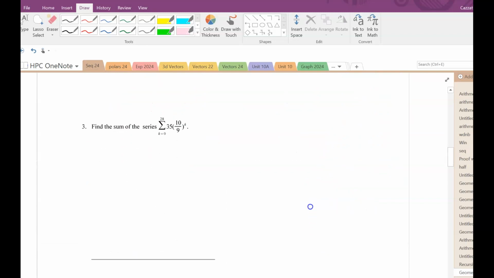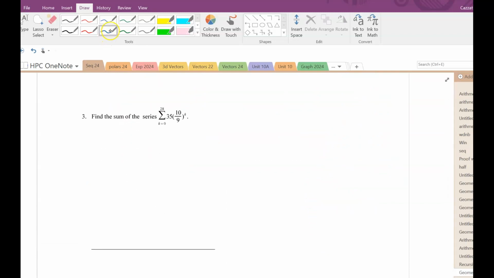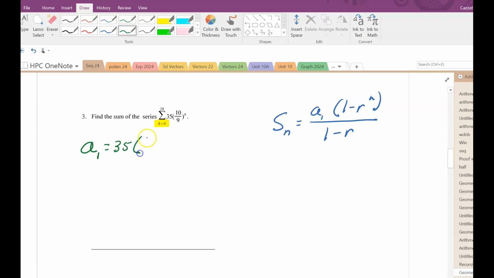And taking a look at the final question here, again I'm going to use the sum of the first n numbers is equal to a1, 1 minus the ratio to the n over 1 minus the ratio. The first value that we plug in is 0. So that means the first term is 35 times 10 over 9. The ratio is 10/9. And you got to be a little careful here.